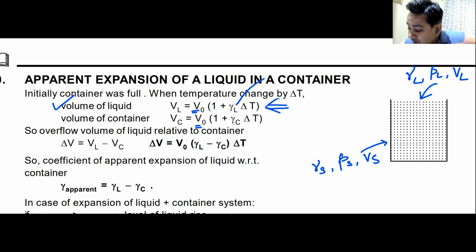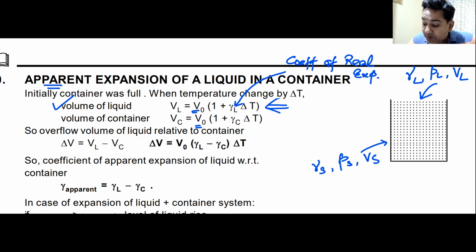This gamma L can now be called the coefficient of real expansion. So I'm just adding the term real expansion of liquid. Do you understand why I've added this term real expansion? Yes, sir. Because I need to formulate another term, which is apparent expansion. Okay. Now, at the same time, when I'm heating up the liquid, the container also gets heated up. So this is the volume of the container when the temperature is changed by delta theta or delta T. Yes or no? Yes, sir.